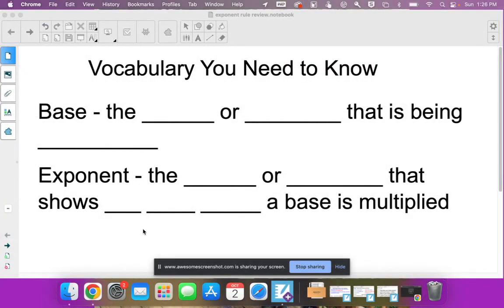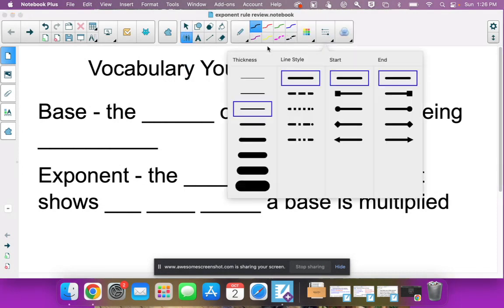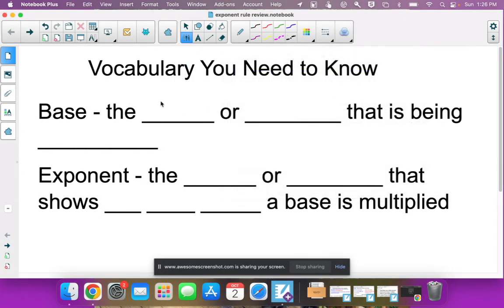Okay, so we are going to start with some vocabulary. We are now starting our exponentials unit. So, some basic vocabulary that you have to know. Okay, so the base of an exponential expression is going to either be the number or the variable, because it can be a variable, that is being multiplied.